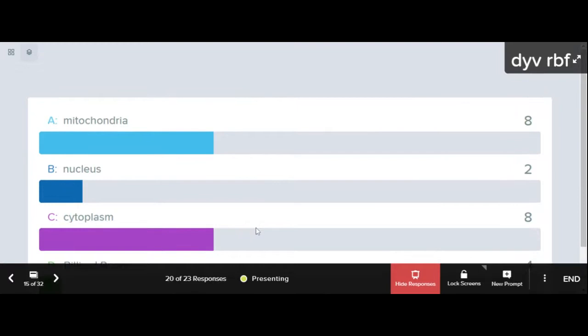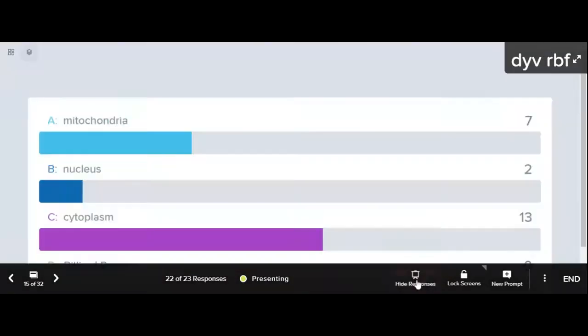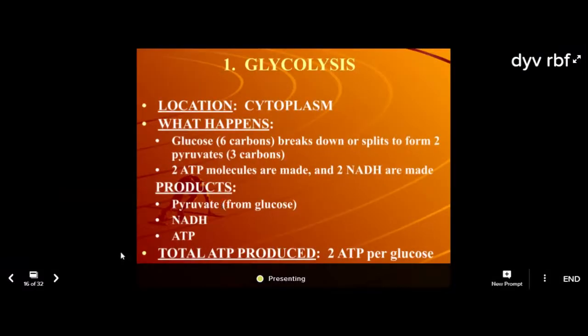It happens in the cytoplasm. Very good. First step happens in the cytoplasm. Glycolysis happens in the cytoplasm. Excellent, excellent. Thank you for taking the chance, everybody. I appreciate it. Be sure to tip your waitresses and waiters. All right, so glycolysis happens in the cytoplasm.